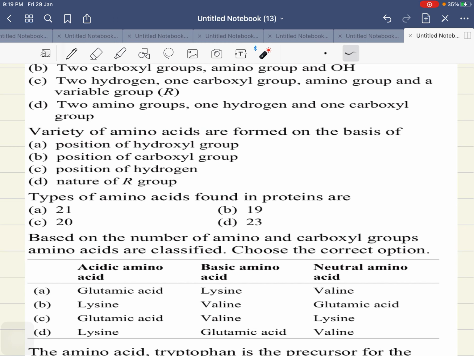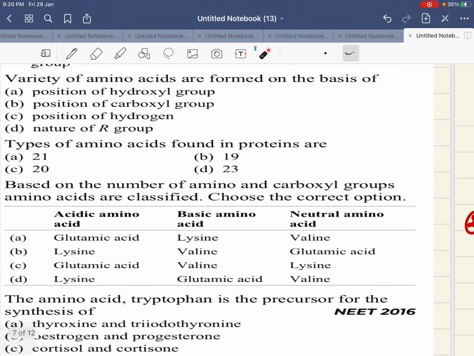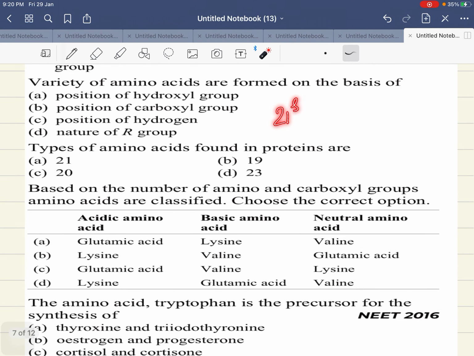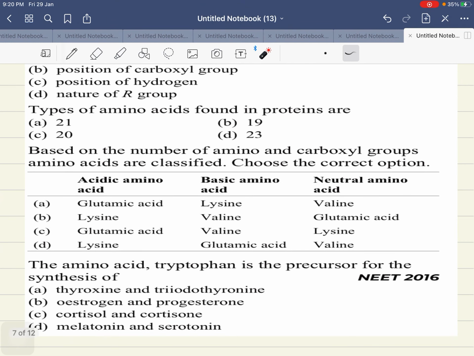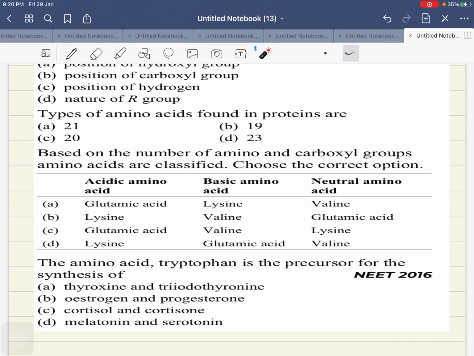Types of amino acids found in proteins. Most of you will always mark the answer 21, which is incorrect. Those amino acids which are found in our body and which can be converted into proteins are only 20. Yes, definitely we have a 21st amino acid also, which is selenocysteine, but there are 20 amino acids which are found in proteins.